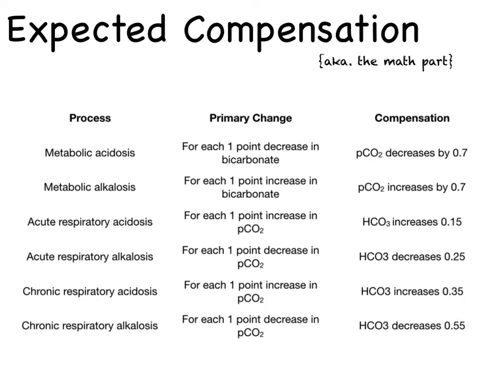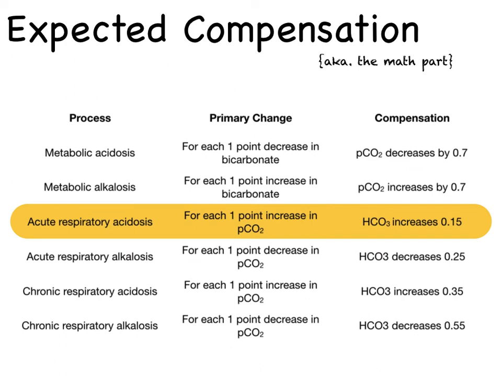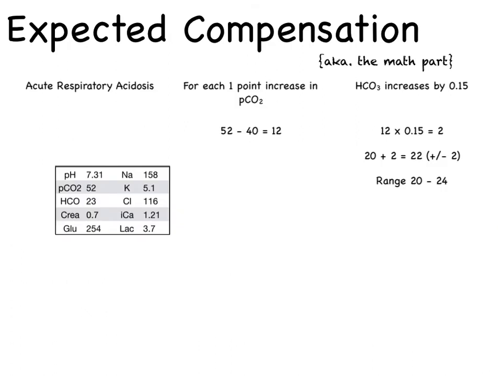Since some of our really sick patients can have more than one problem that can cause changes in the blood gas, we can use math formulas to determine if the changes that look like compensation really are compensation, or if we've got to go looking for other problems. When the primary problem is an acute respiratory acidosis, the formula says that for every 1 point increase in the PCO2, the bicarb should increase by 0.15 points. So let's take a look at our patient.